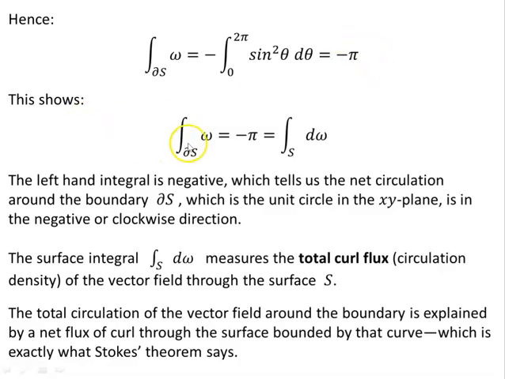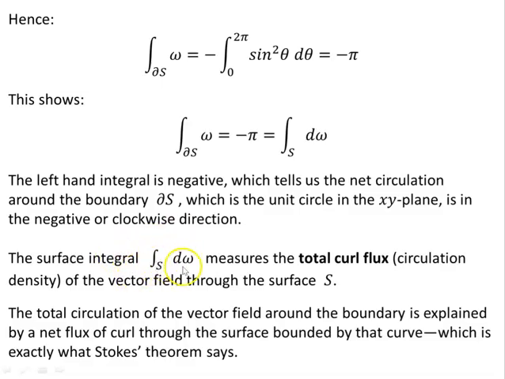And so that shows that we have agreement with Stokes' theorem, as you'd expect. The integral of omega on the boundary is equal to the integral of the exterior derivative of omega over the whole region, or the surface in this case. The left-hand integral is negative, which tells us the net circulation around the boundary partial S, which is the unit circle in the xy plane, is in the negative or clockwise direction.